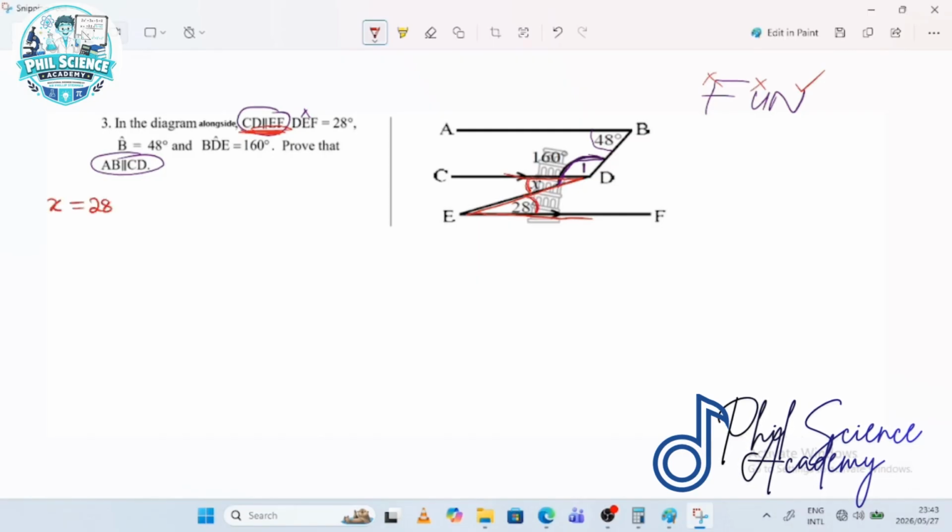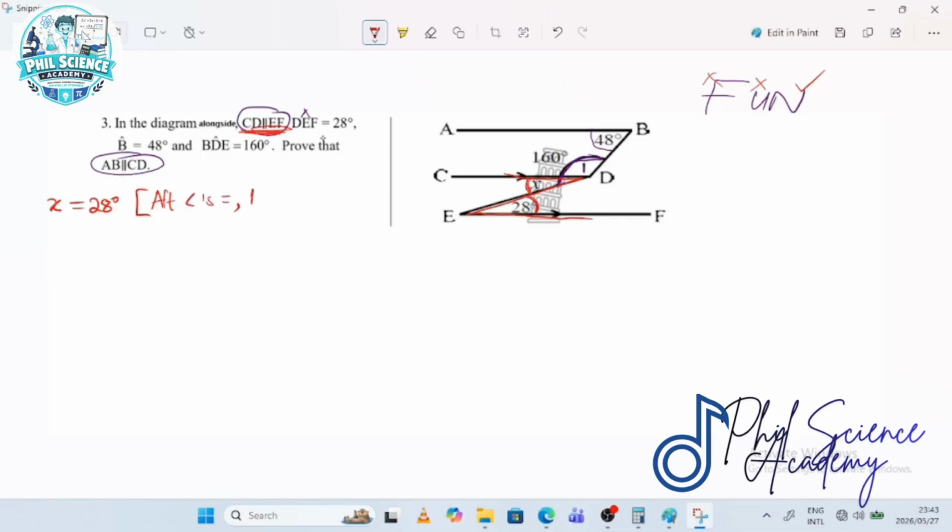Reason being, alternating angles which are equal. Hence DC is parallel to EF, right? Hence we can see that here, this angle here will be equals to 28 degrees.